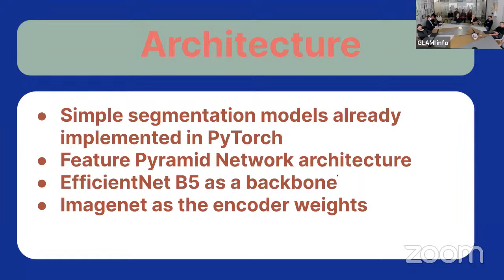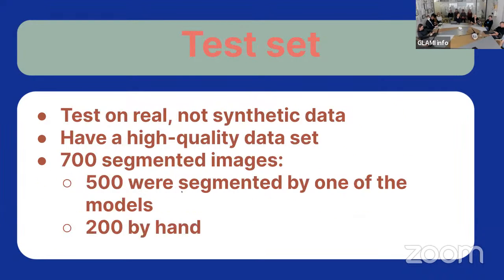Now, some small, fast technical slides. This project was more about the dataset than anything else. And from the architecture point of view, we wanted to use something as cheap and fast as possible. So we experimented with a couple of simple segmentation models that are already implemented in PyTorch, and we arrived at the feature pyramid network architecture, which worked the best. And we use EfficientNet v5 as backbone and ImageNet as the encoder weights, and that's all I'm going to tell you about the architecture.